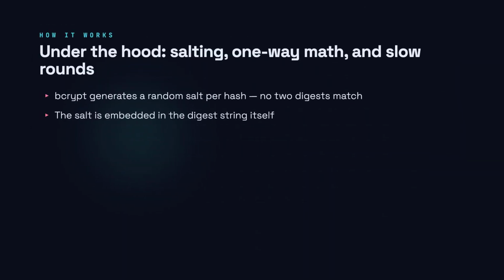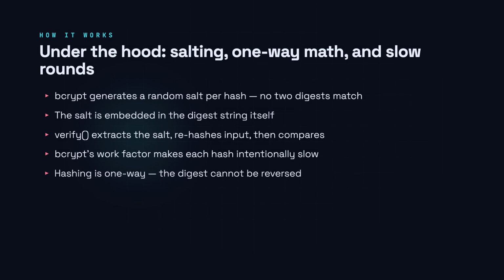Here is what happens inside bcrypt when you call hash. It generates a random salt, combines it with your password, and runs a cryptographic function thousands of times. That repetition is called the work factor, and it is why bcrypt is the right choice for passwords over fast algorithms like MD5 or SHA-256. The salt is encoded directly into the output digest string, so when verify is called later, it can extract the salt, repeat the exact same computation on the new input, and compare the results. Because the function only runs in one direction, there is no way to reverse a digest back to a password.